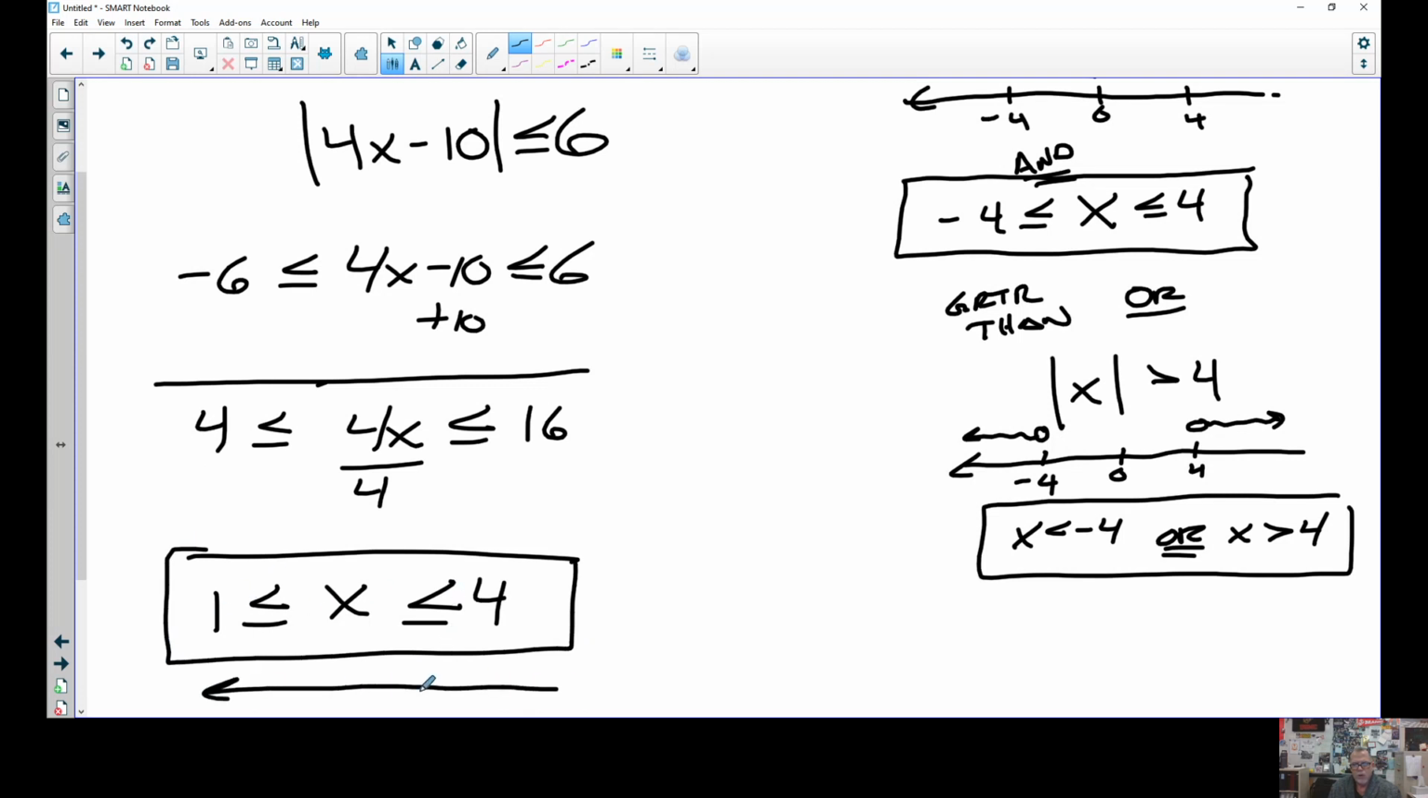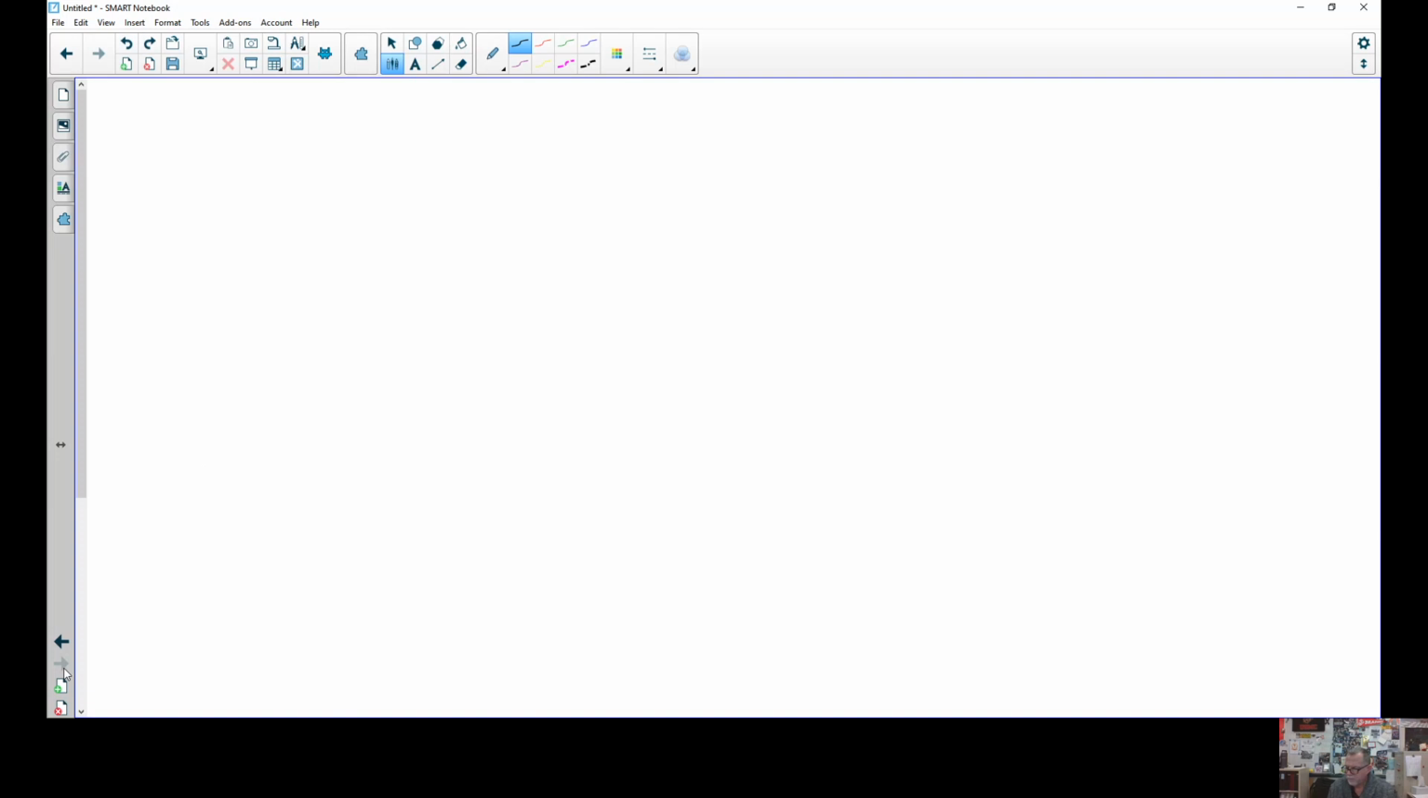I don't think they ask you to do a number line, but on a number line, if it helps you to see it, if this is 4, this is 1, this is 0, it would be closed circle, everything between these two. And again, I don't think they ask you to do the number line. I just show you that to illustrate what set of values it means. We get x by itself that way. All right, let's do another one.